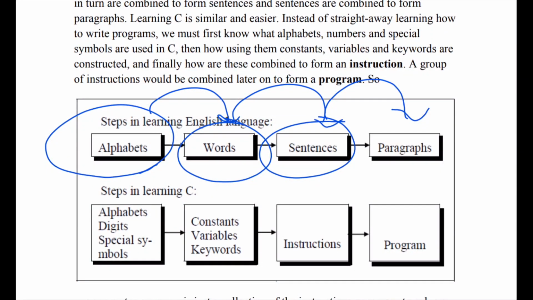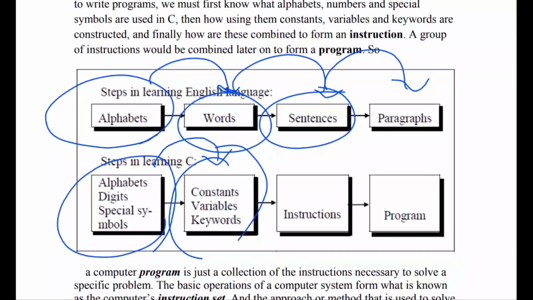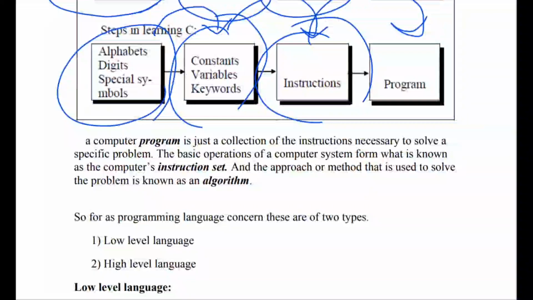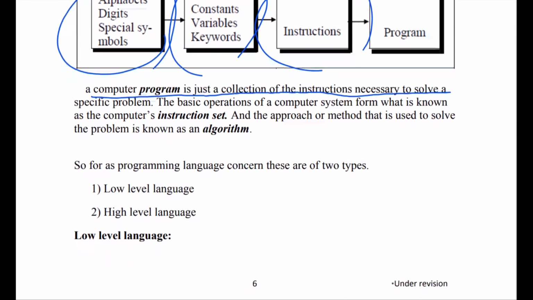Instead of straight away learning how to write programs, we must know how alphabets, numbers, and special symbols are used in C, then how using them constants, variables, and keywords are constructed, and finally how these are combined to form instructions. A group of instructions could be combined later on to form a program. So, a computer program is just a collection of instructions necessary to solve a specific problem.